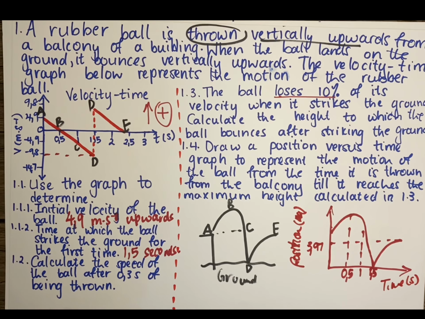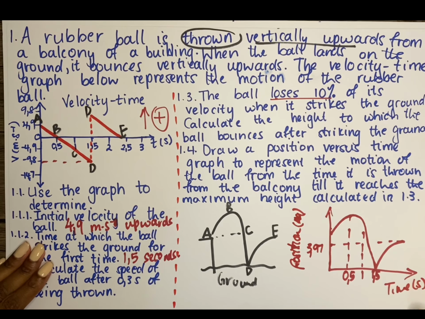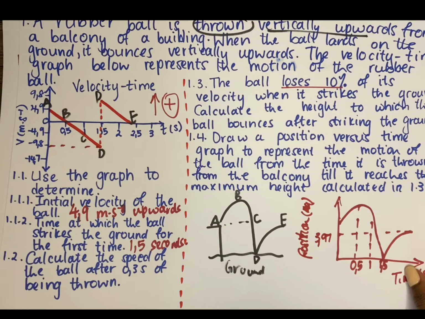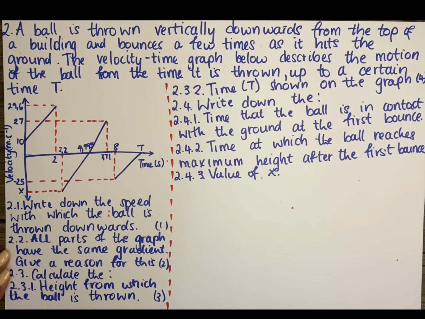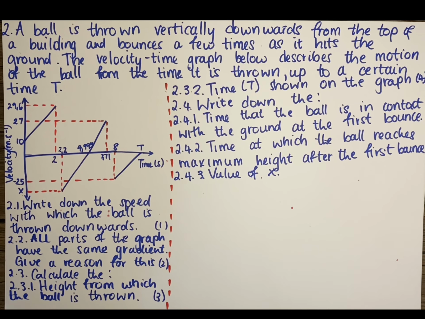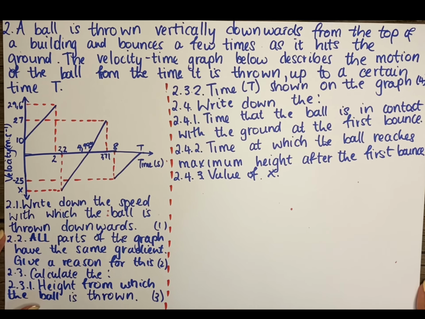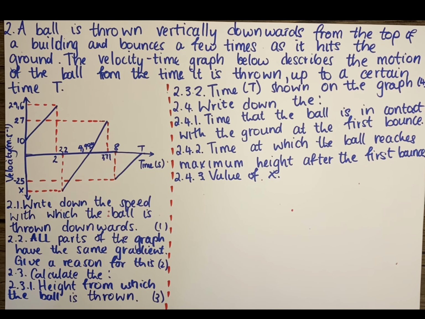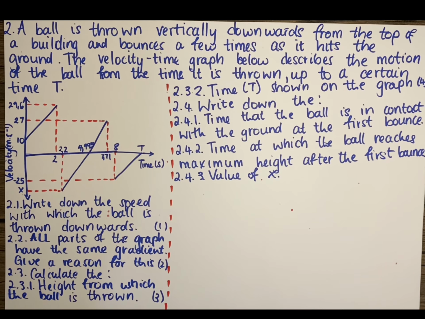Then the next question says, let's do now a different question. Remember, we're just applying what we learned. Now in this question, you're given a ball is thrown vertically downwards from the top of a building and bounces a few times as it hits the ground. Velocity time graph describes the motion. And then they said you have to interpret the graph, obviously, and answer the questions as you've been asked, right? So again, let's break it down so that we can simplify our lives.